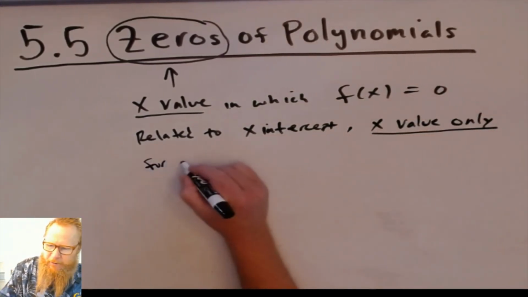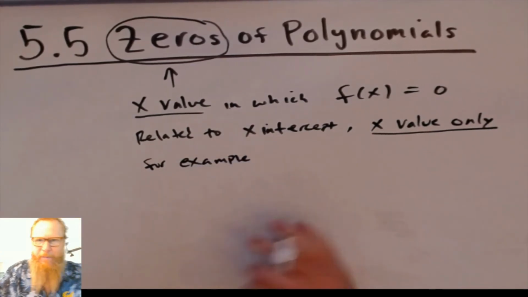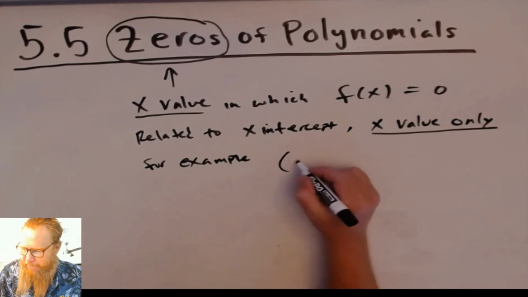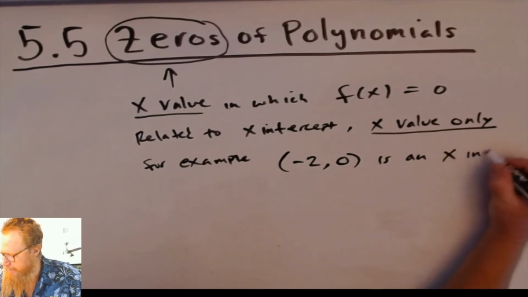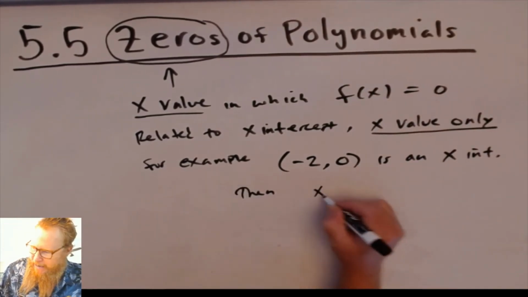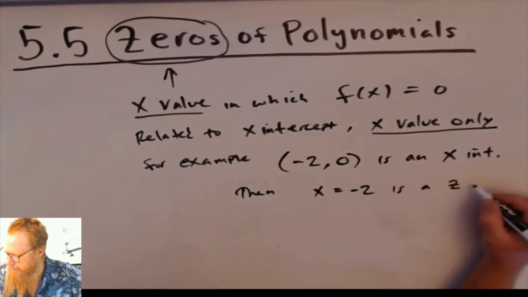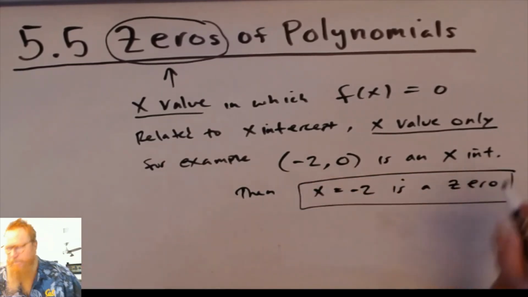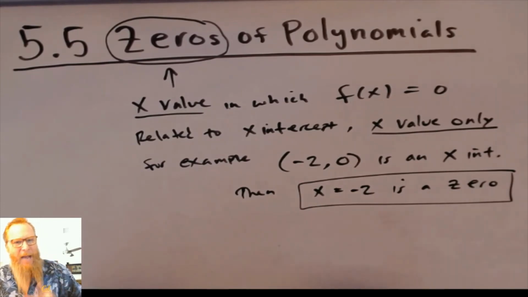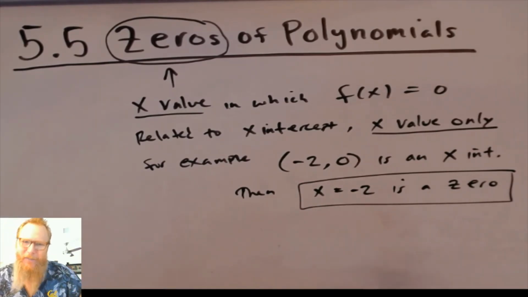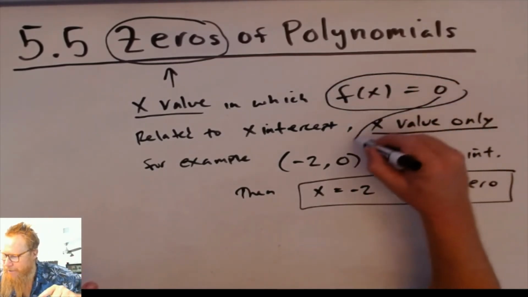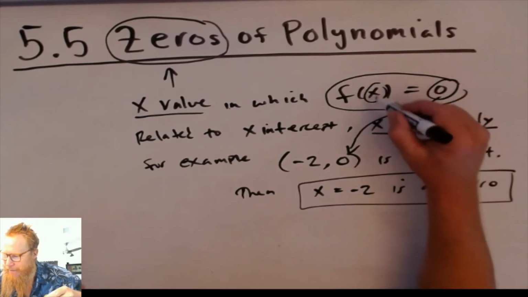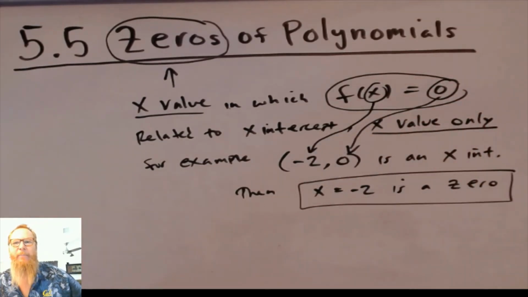For example, and I'm not going to do out the entire problem, if you have -2, 0 as an x-intercept, then x equals -2 is called a 0. So just a reminder in the terminology, I'm asking in this section for zeros, but essentially I'm also asking for x-intercepts. It's just the y value is 0. That's the y value. And then the x value is whatever it happens to be. In this case, it's -2.